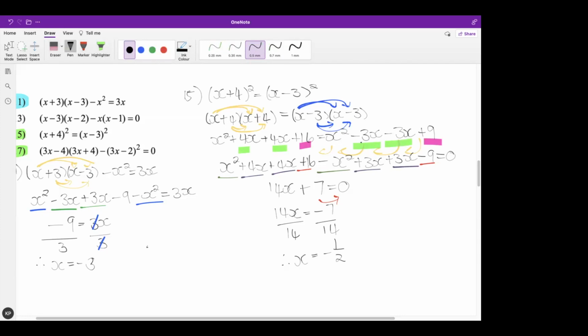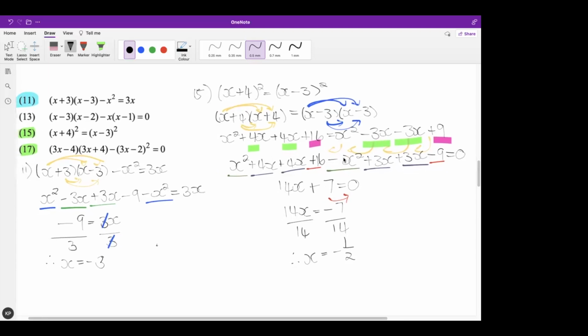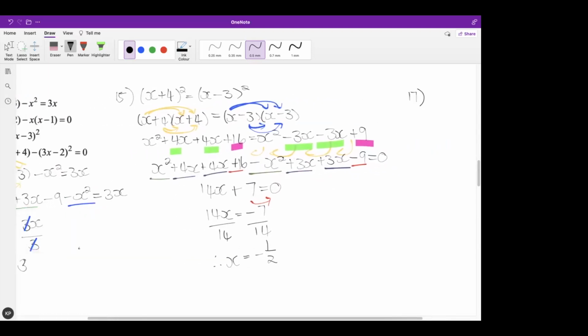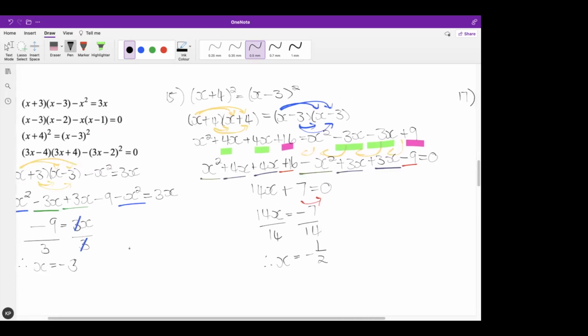So we needed to get it on one side so that we can add my like terms and see what happens. Because at this point, we didn't know what was going to happen. It's possible that we were going to end up with a trinomial, but we wouldn't have known that unless we moved everything to one side. All right, now let's check 17. Anyone tried 17 yet?